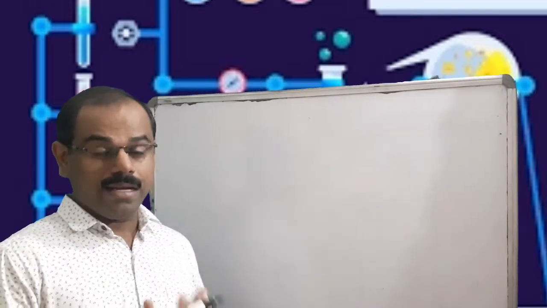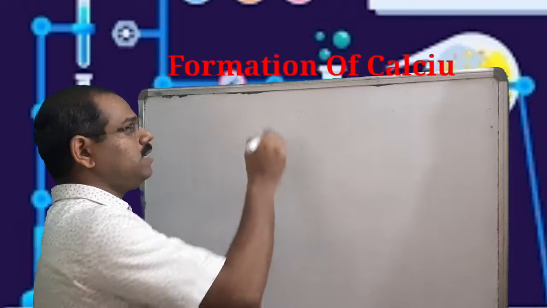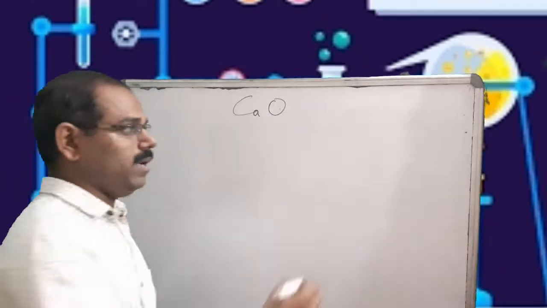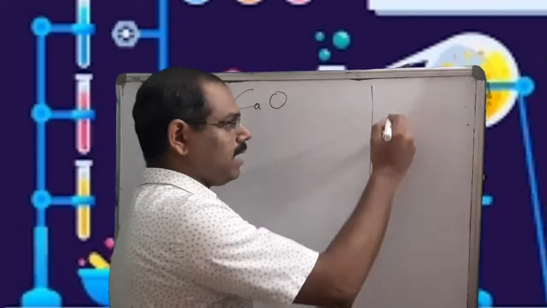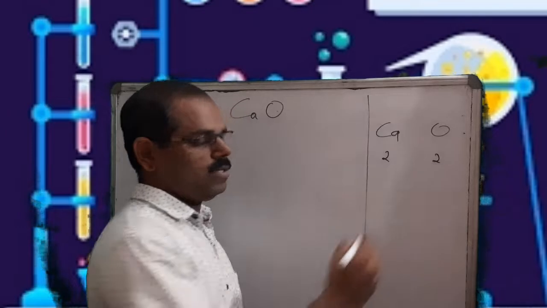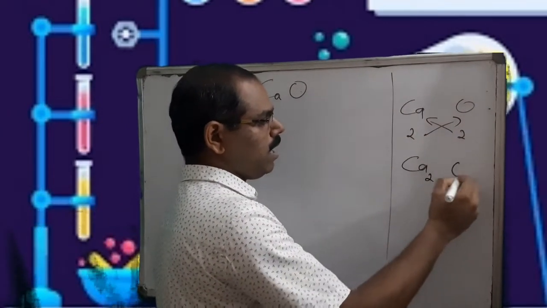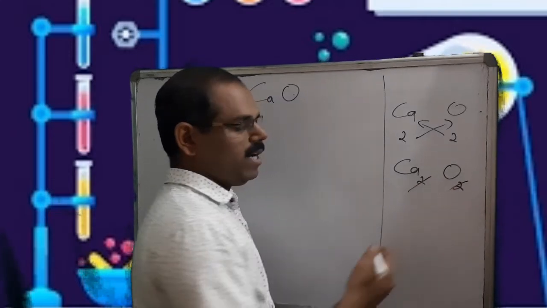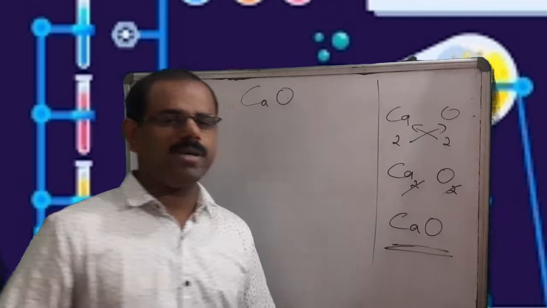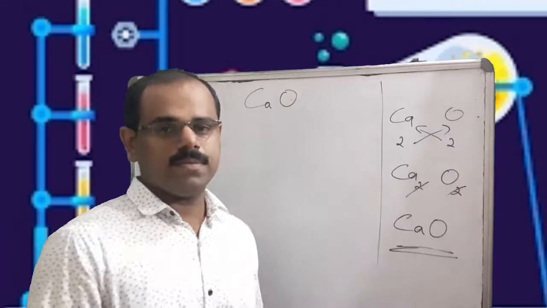Now we see another example, calcium oxide. What is the formula of calcium oxide? CaO. We can easily make the formula if you know the valencies. Calcium has valency 2+ and oxygen has valency 2-. Just crisscross, and we get Ca2O2. It can be divided by a common factor 2, so you get the formula CaO. That is the crisscross method, so you must know the valencies of all the elements.